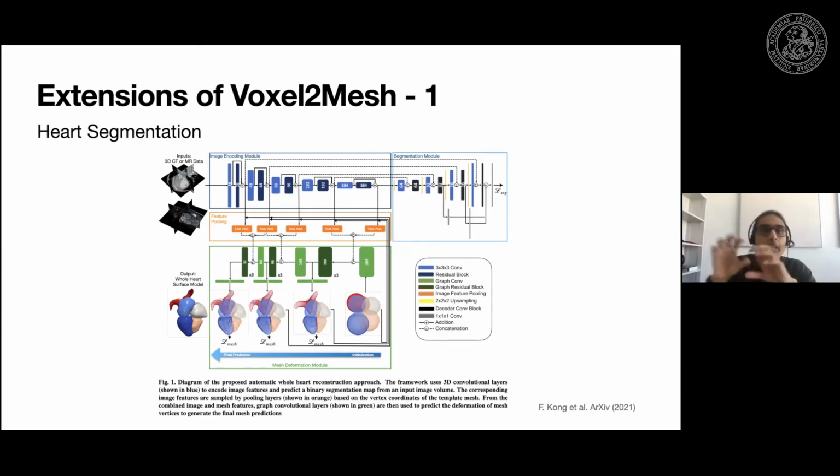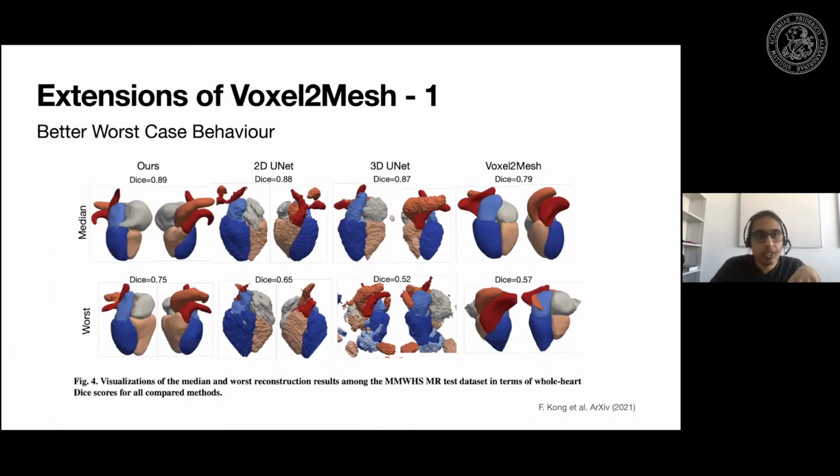They introduced better ways to initialize the positions of the initial spheres, because in the original Voxel2Mesh we have all the spheres initialized at the same position. So they found a clever way to initialize the initial spheres in a better way, and they have defined the final loss slightly differently. And the most interesting thing that I saw from this paper was this image, where they compare the worst case behaviors.